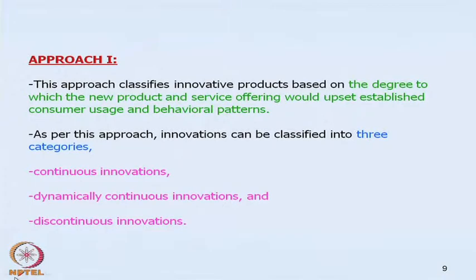Now, according to this approach, we classify new products into three categories. One, continuous innovations; two, dynamically continuous innovations; and three, discontinuous innovations. Now, what is a continuous innovation? A product is regarded as a continuous innovation if it is a modification over an existing product. So, it is not essentially a new product, but it is just an improvement over already existing products. This could be in the form of line extensions, and such continuous innovations will not bring about any change in the behavioral patterns or any change in the consumer usage and behavioral patterns.